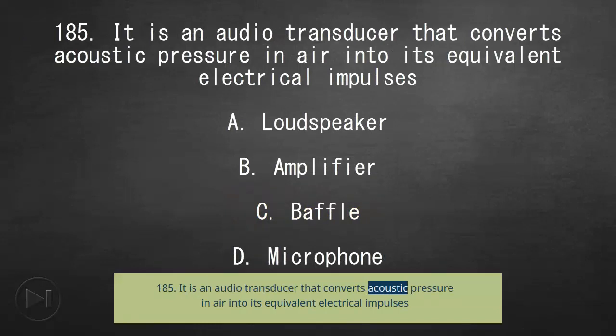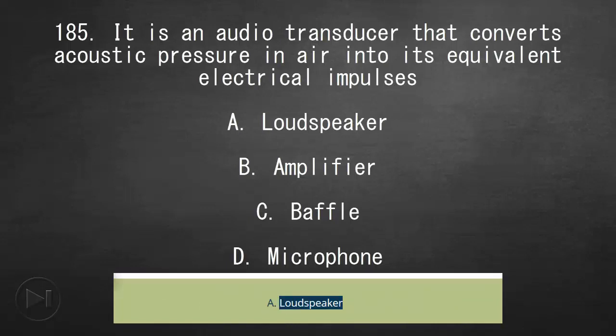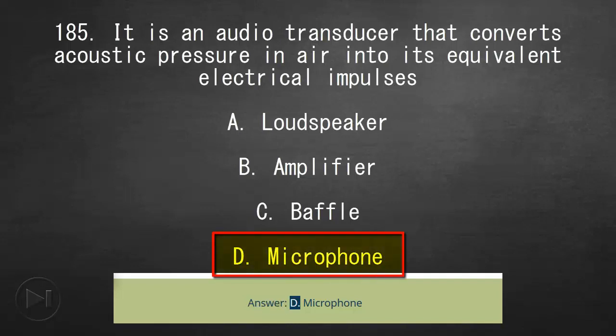185. It is an audio transducer that converts acoustic pressure in air into its equivalent electrical impulses. A. Loudspeaker. B. Amplifier. C. Baffle. D. Microphone. Answer, D. Microphone.